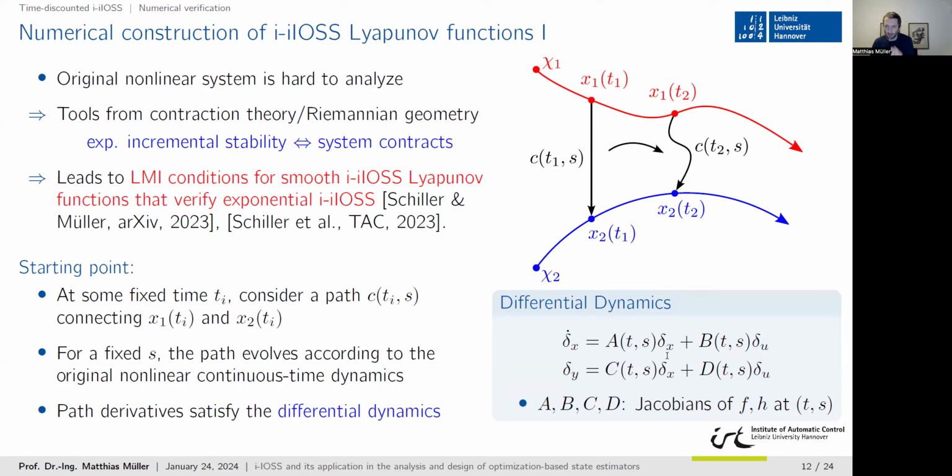And then delta u and delta y are again the derivatives of these input and output paths with respect to the corresponding path variable. Now, just using the chain rule, it's easy to see.